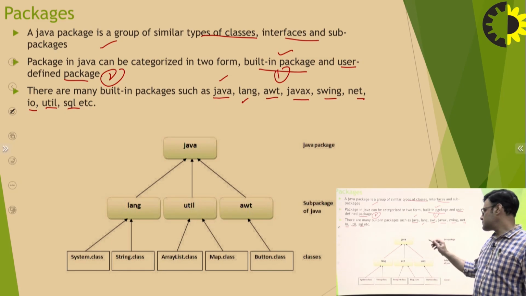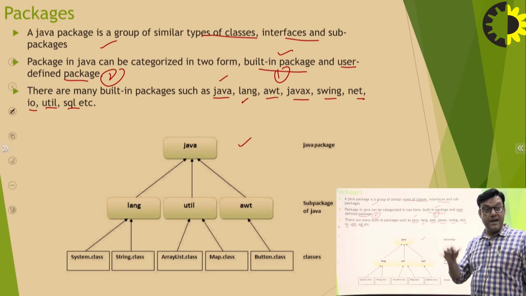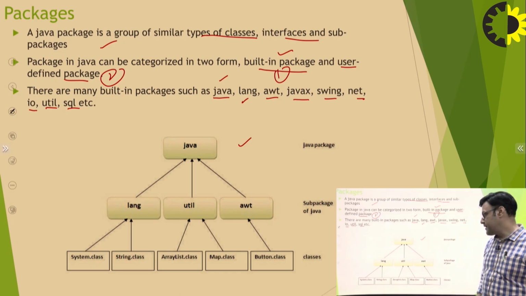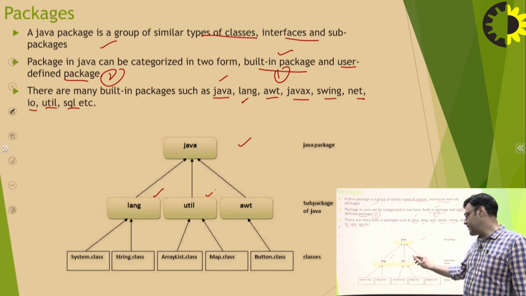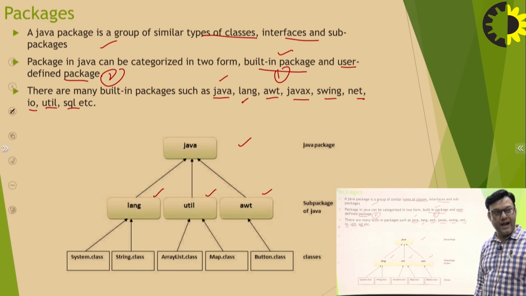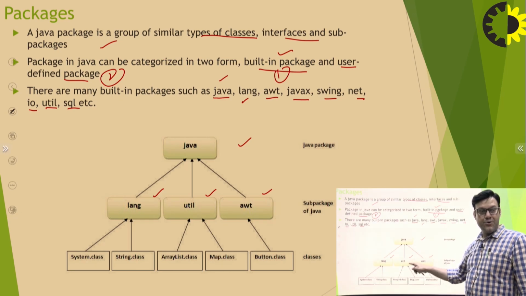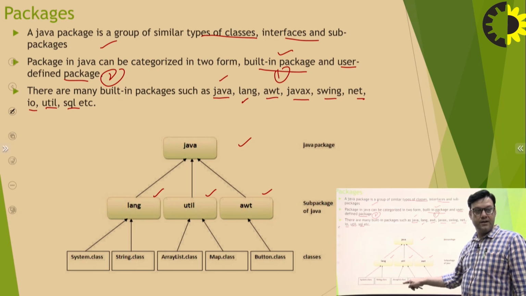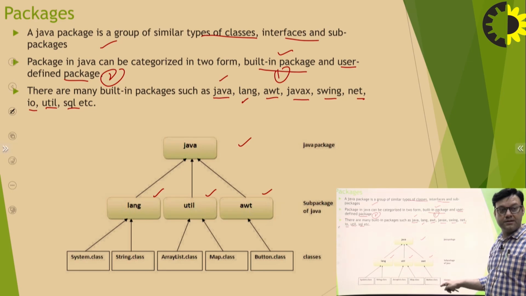You can see with the help of this diagram, this is the Java package, the main package. We have some subpackages, for example lang, util, and awt. These are the subpackages which come under the java package. The lang package will have the System class and the String class, the util package will have, for example, the ArrayList and Map classes, and awt will have some classes like Button.